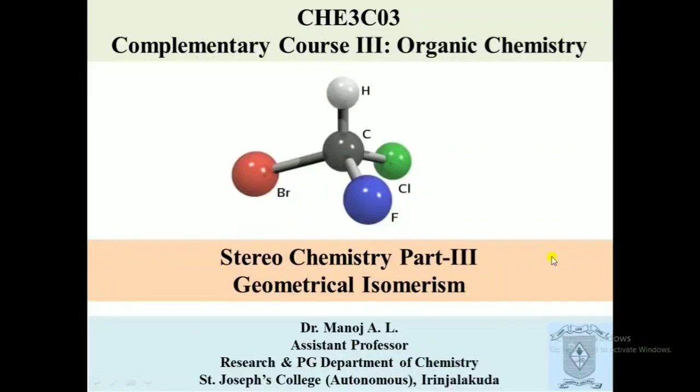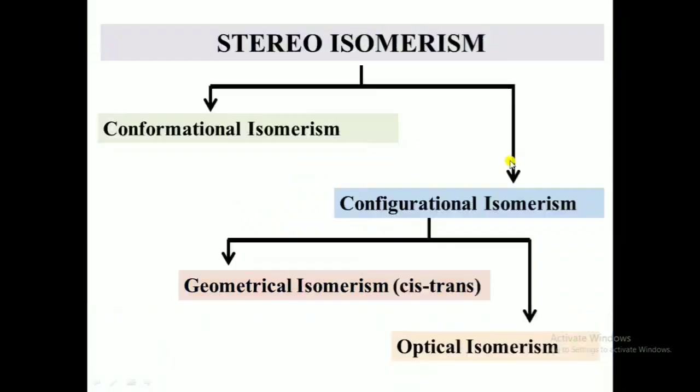In this lecture, we will discuss geometrical isomerism, one of the stereoisomerisms. So, we were discussing stereoisomerism in the last classes, and stereoisomerism is classified into conformational isomerism, which is obtained by the free rotation or ring flipping, and the other kind of stereoisomerism is the configurational isomerism, where the isomers are obtained by bond breaking or bond formation.